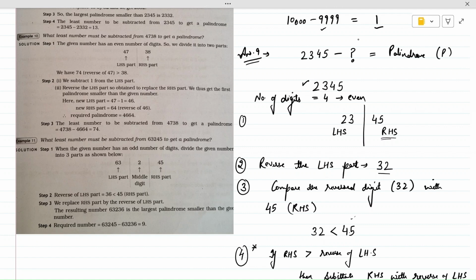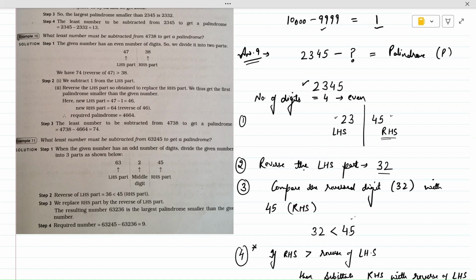Okay, so the first step is we have to count the number of digits of the given number. It is 4, that is, it is even. So if it is even, we will divide the number into two equal parts. We have the left hand side and the right hand side of the number. This is the separator which is dividing the two sides. This is left and this is the right side. This was step 1.